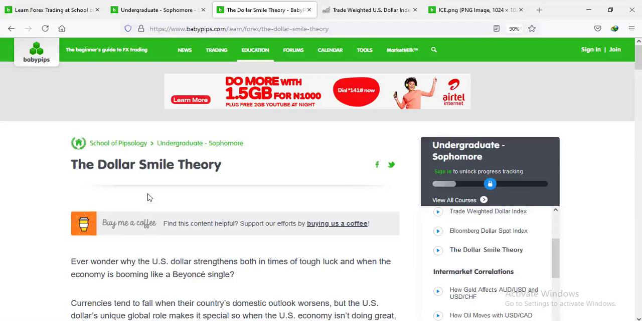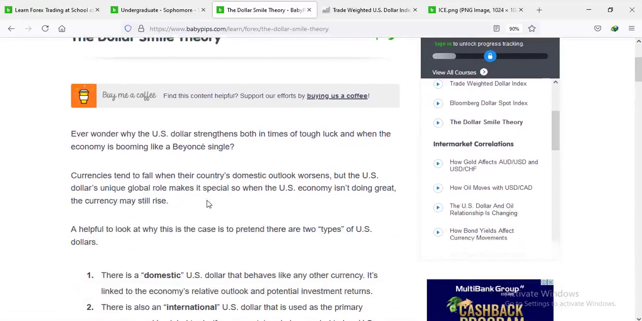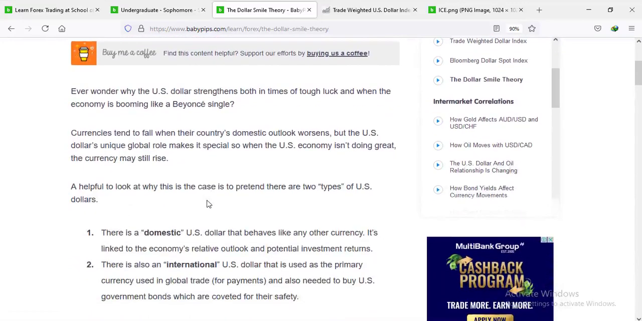So here we are on the dollar smile theory. What are we going to learn from it? Currencies tend to fall when their country's domestic outlook worsens, but the US dollar's unique global role makes it special. When the US economy isn't doing great, the currency might still rise. How do we explain that?